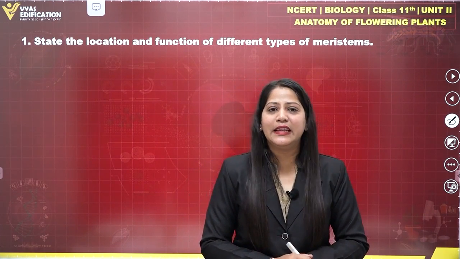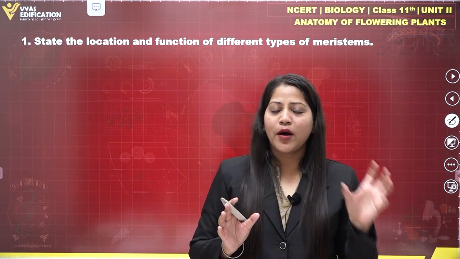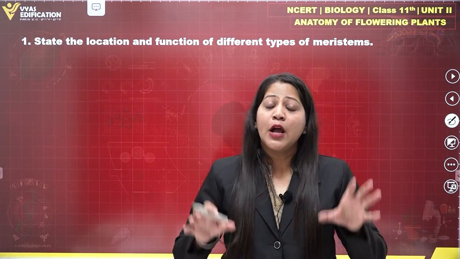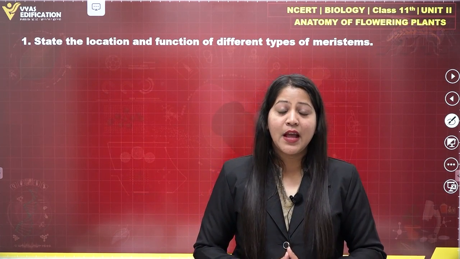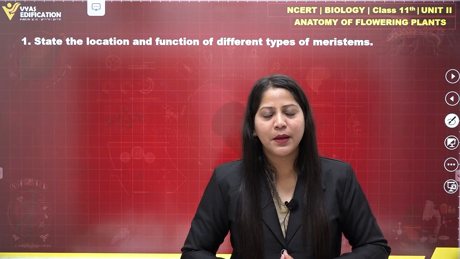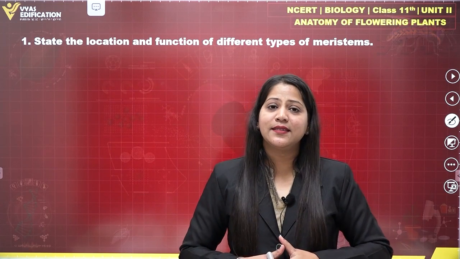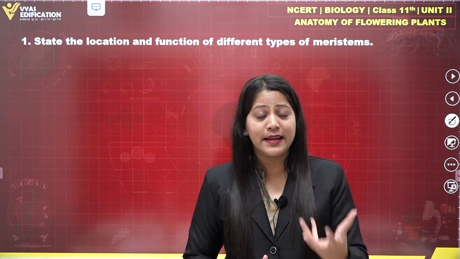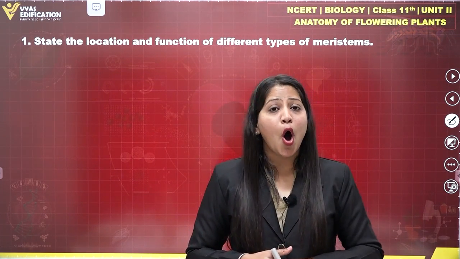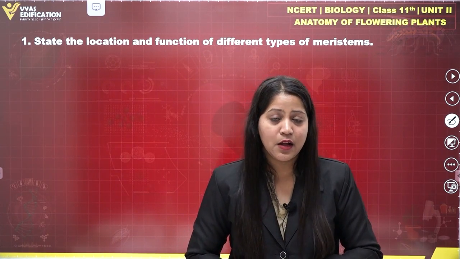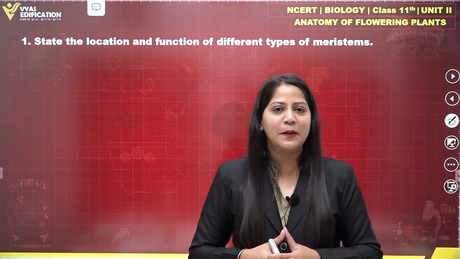Then the last one we have is lateral meristem. Now this lateral meristem is of two types, that is cork cambium and vascular cambium. So let's discuss the first one, that is cork cambium, which is also known as phellogen. Cork cambium or phellogen is actually formed from the hypodermis layer of stem, and in the case of roots, this cork cambium or phellogen is formed from the pericycle. So this is the location or formation of cork cambium.